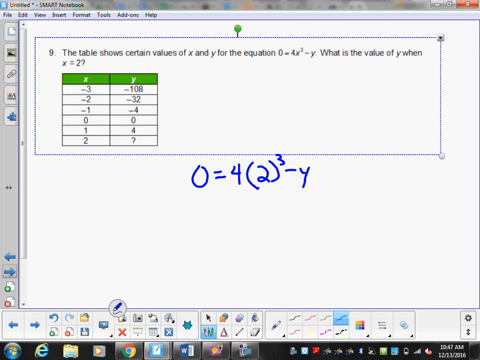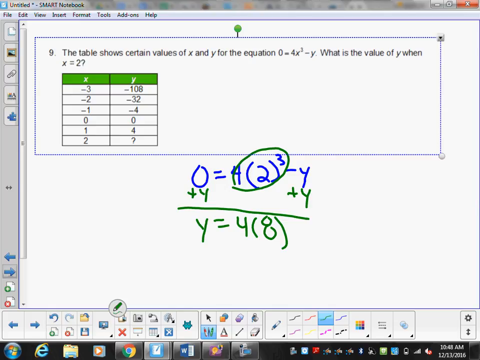If you want y by itself, move it to the other side, and there'll be a positive y over here, because 0 plus y is just y. And then on this side, we have 4 times 2 to the third power. So that's 2 times 2 times 2. So 2 times 2 is 4, times 2 is 8. So we have 4 times 8 is y, and 4 times 8 is 32. So my answer is 32.